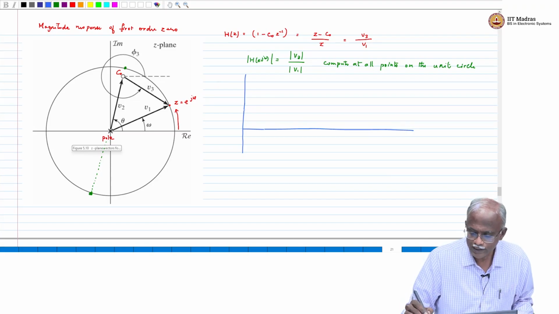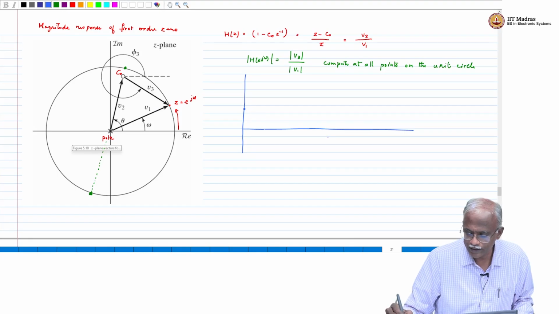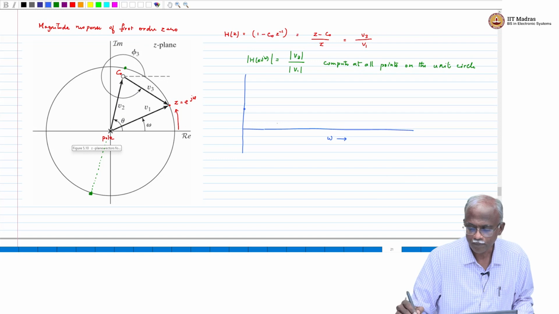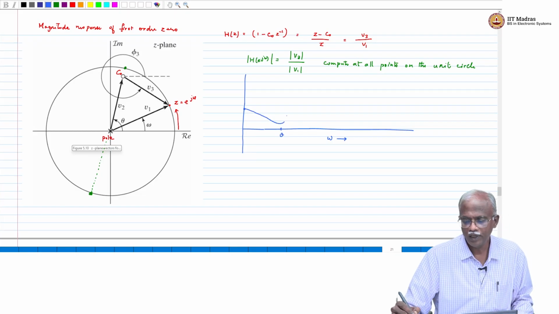Okay, so let us say we start at a particular value at omega equal to 0. So that is the value of v3. v1 is always equal to 1. Then as you increase the angle and you are approaching theta, let us say this is theta, what happens? The magnitude goes on decreasing, and at this point it becomes minimum.